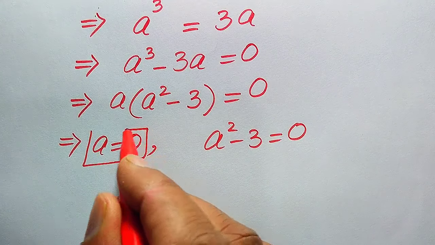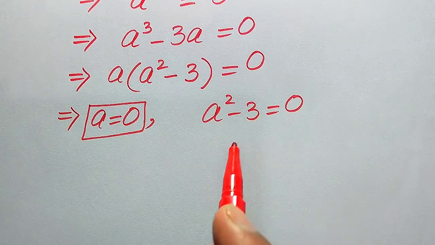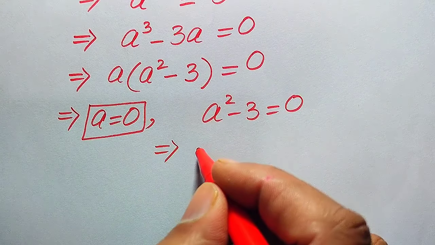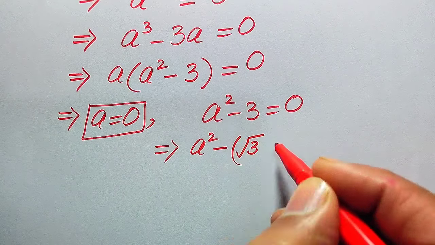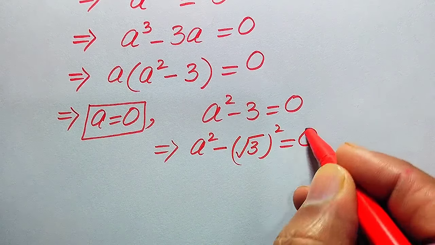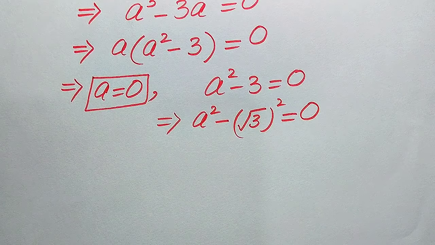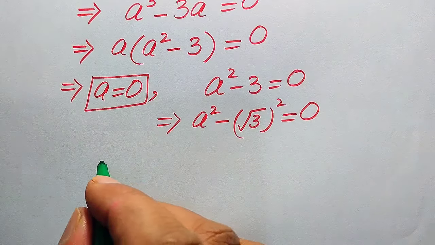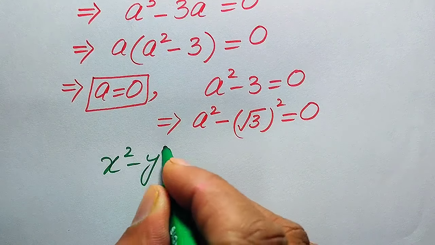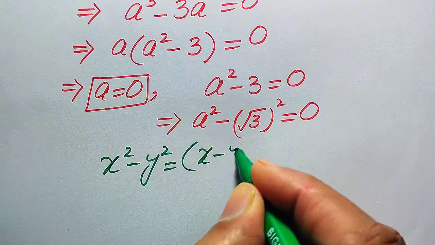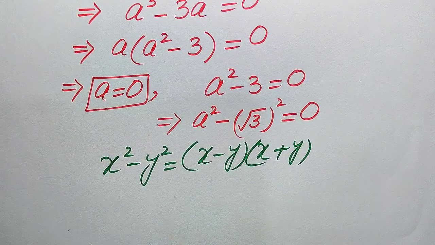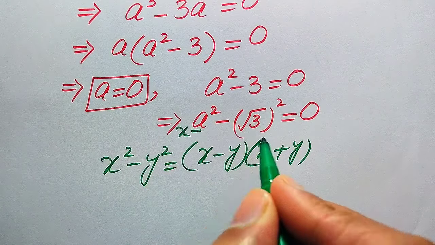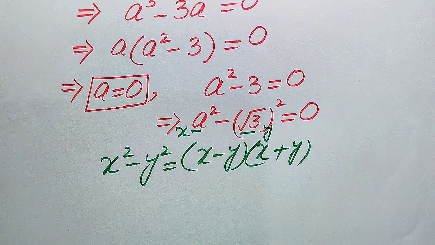So this is the first real root of the given equation, and from here we need to rewrite this equation as, we write a square minus, we write this 3 as square root of 3 whole square, and this whole equation is equal to 0. And here we use the nice algebraic formula. You know that x square minus y square equals x minus y times x plus y. So according to this formula, you see here the base of this term is our x and the base of this term is our y.